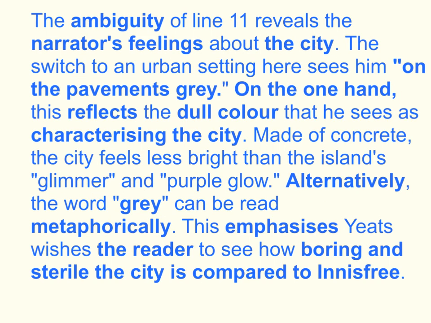With this second paragraph, I'm just going to read it. If you wish, you can take the time to consider what it is that makes this such an A-star contender. The ambiguity of line 11 reveals the narrator's feelings about the city. The switch to an urban setting here sees him on the pavements grey. On the one hand, this reflects the dull colour that he sees as characterising the city. Made of concrete, the city feels less bright than the island's glimmer and purple glow. Alternatively, the word grey can be read metaphorically. This emphasises Yeats wishes the reader to see how boring and sterile the city is compared to Inishfree.